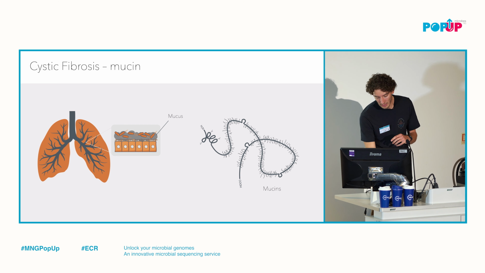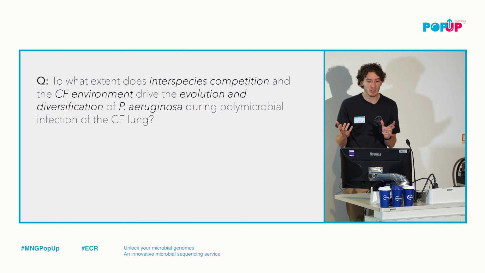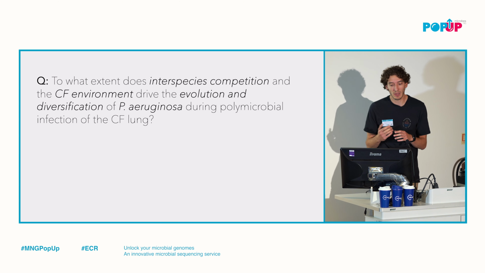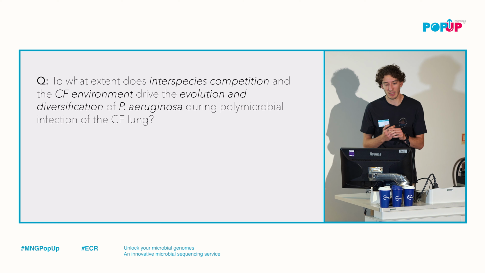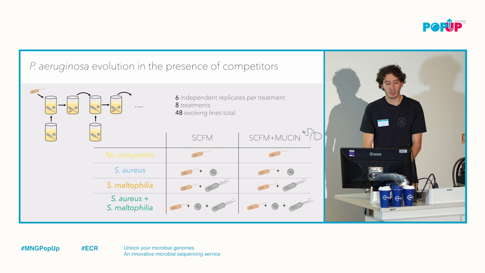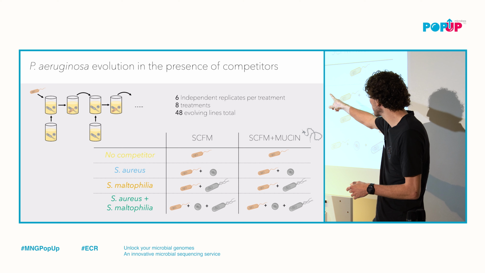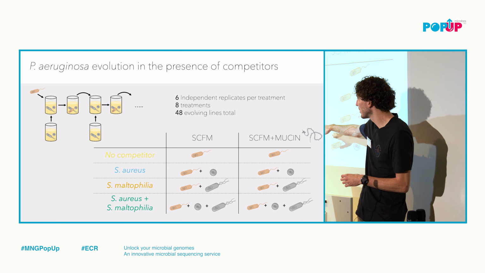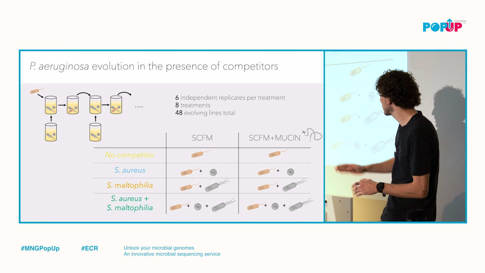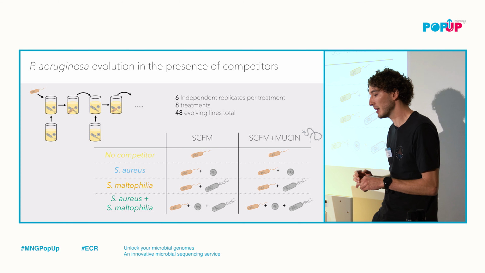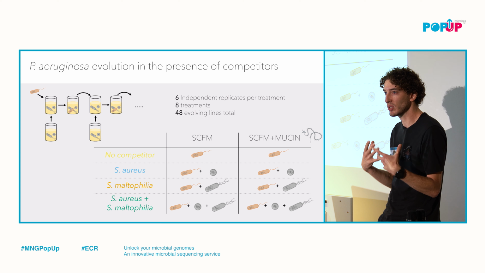So my main question was, to what extent do the interspecies interactions and the CF environment, so through the addition of mucins, alter or drive the evolution and diversification of Pseudomonas aeruginosa during these polymicrobial infections of the CF lung? So I conducted in vitro experimental evolution of Pseudomonas aeruginosa in the presence or absence of each of these competitors, so Staph aureus alone, or Stenotrophomonas maltophilia, or both. And then I also did this in the presence and the absence of mucins, which create this thick and sticky media. And this was all done in media that replicates the nutritional environment of the CF lung, called synthetic CF media.